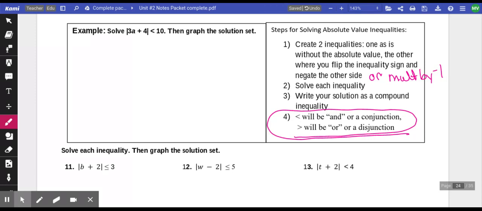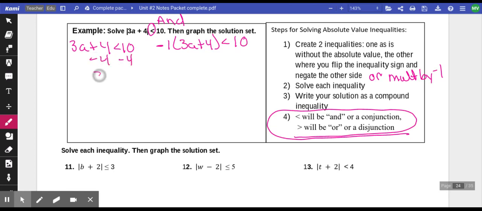So here's our example. We have the absolute value of 3a plus 4 is less than 10. The first thing I think in my mind is this less than means and. So I'm going to say 3a plus 4 is less than 10. And then, like I said, I like to say -1 times 3a plus 4 is less than 10. Then I solve: subtract 4, 3a is less than 6, divide by 3, a is less than 2. This one I can divide both sides by -1.